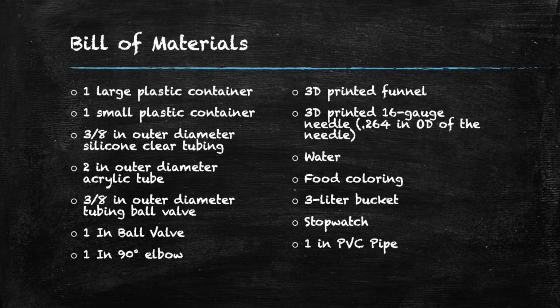The bill of materials for our project was one large plastic container, one small plastic container, 3/8 inch outer diameter silicone tubing, 2-inch outer diameter acrylic tube, 3/8 inch outer diameter tubing ball valve, a 1-inch ball valve, 1-inch 90-degree elbow, a 3D printed funnel, a 3D printed 16 gauge needle, or 0.264 inches outer diameter of the needle, water, food coloring, 3-liter bucket, stopwatch, and 1 PVC pipe.